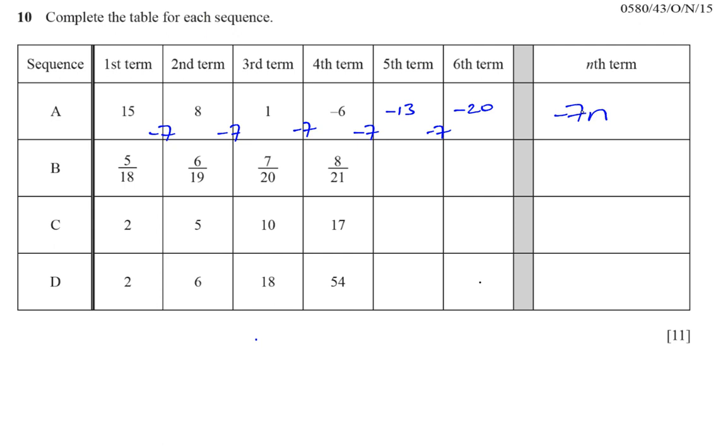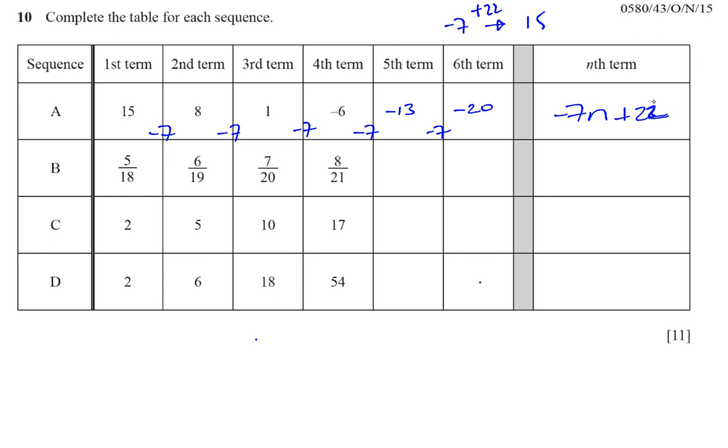So I have to ask, what do I have to do to go from minus 7 to 15? We'll have to add 22. So if I add 22 to this minus 7n, I'll have my first term as 15. The first term will be minus 7 plus 22, which is 15. The second term will be minus 14 plus 22, which is 8. The third term will be minus 21 plus 22, which is 1, and so on.